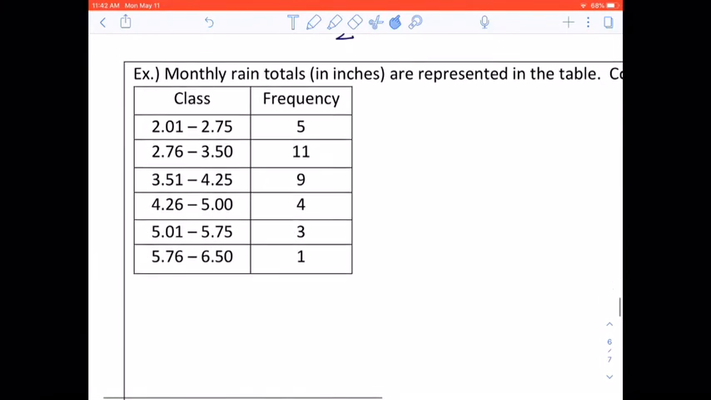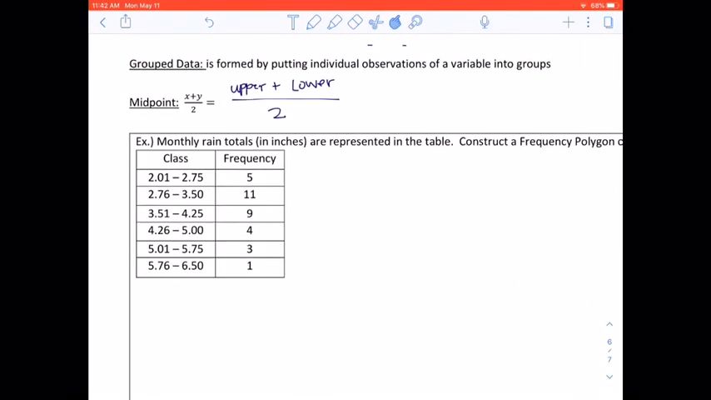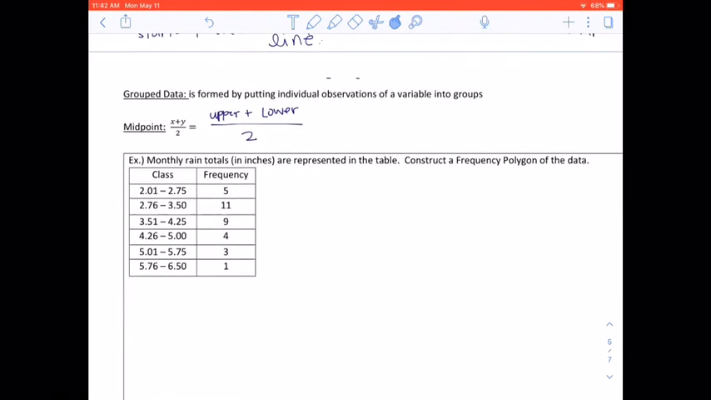So the example below says monthly rain totals in inches are represented in the table. Construct a frequency polygon of the data. So if you notice, we have grouped data. The first class goes from 2.01 to 2.75 and tells us the frequency that goes with this. If we need to do a polygon, that's what we just discussed, you need to have midpoints.